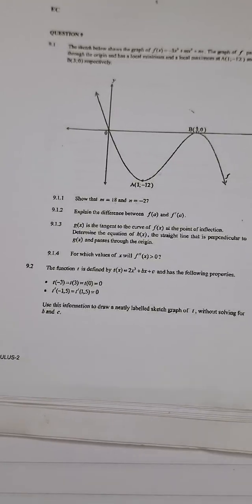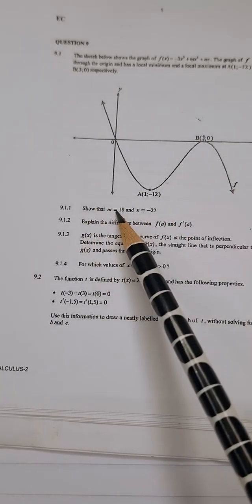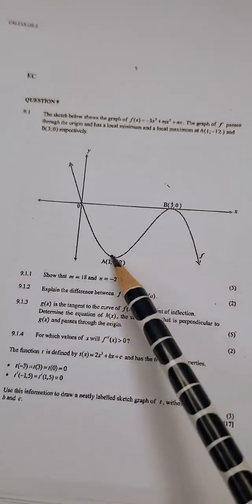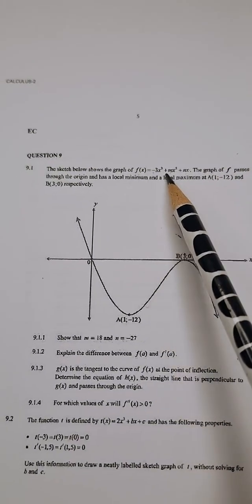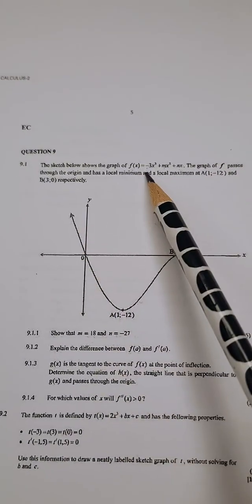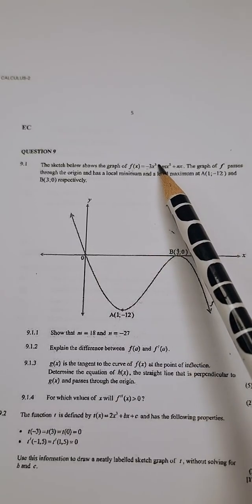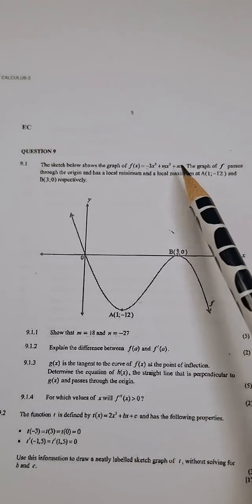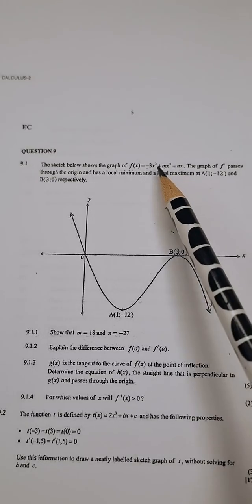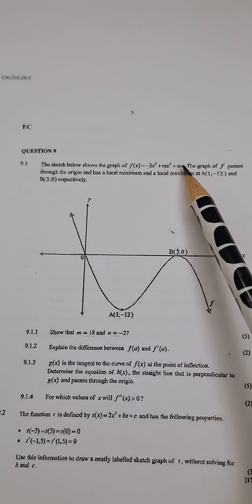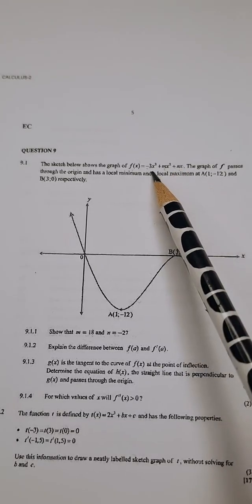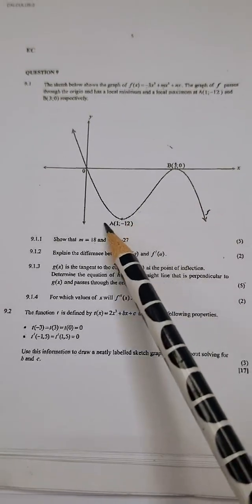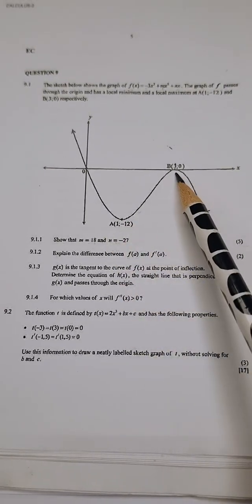So what was the question? The question was to show that m is equal to 18 and n is equal to negative 27 when f of x for the function is equal to negative 3x cubed plus mx squared plus nx. So you have the m and the n, they are unknown, and you are given the coordinates of the stationary point.